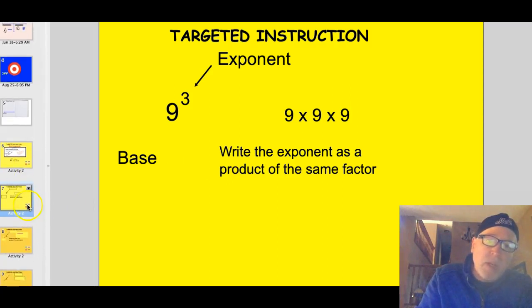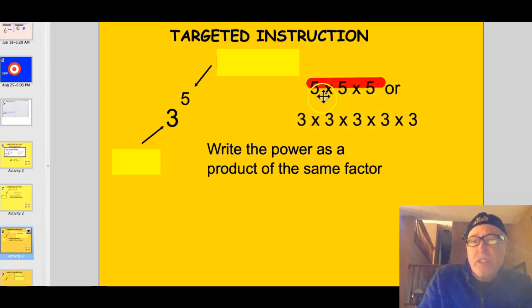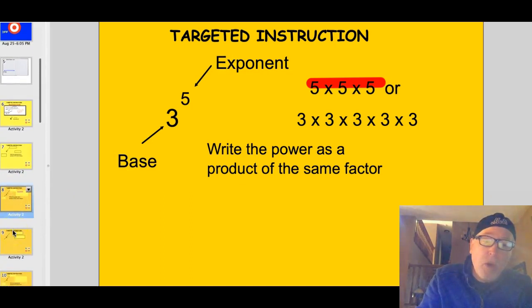Let's have you try a couple. This will be your first pause problem. So in your notebook, right where it says PP, I'd like you to write this power as a product of the same factor. Go ahead and break it down. All right, let's see how you did. Did you write this as 5 times 5 times 5, or did you write this as 3 times 3 times 3 times 3 times 3? This is the correct one. The base is 3, the exponent is 5. What's this word called? And this word is called the... Good.